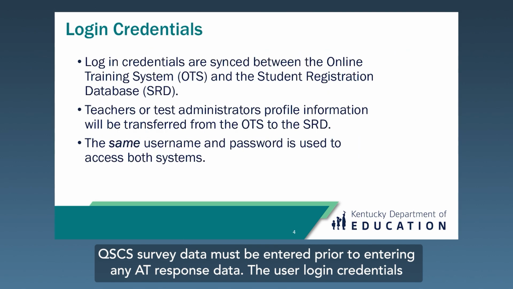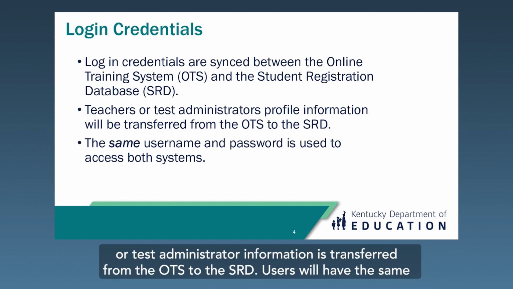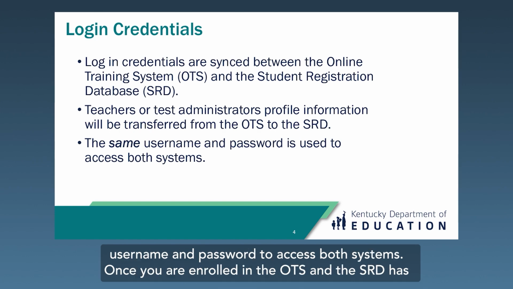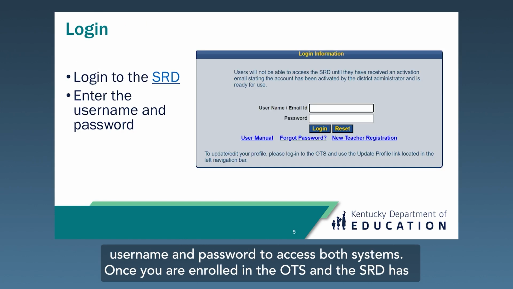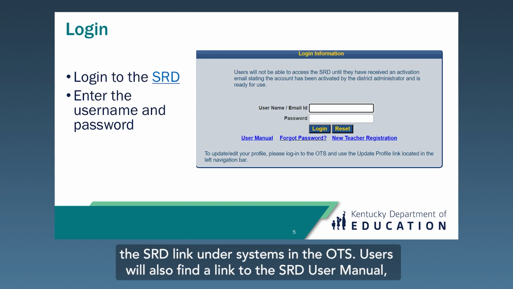The user login credentials are synced between the OTS and the Student Registration Database, or SRD. The teacher or test administrator information is transferred from the OTS to the SRD. Users will have the same username and password to access both systems. Once you are enrolled in the OTS and the SRD has been opened for data entry, users may click the link on this slide to access the SRD, or click the SRD link under Systems in the OTS.